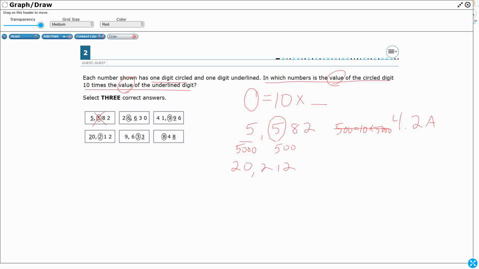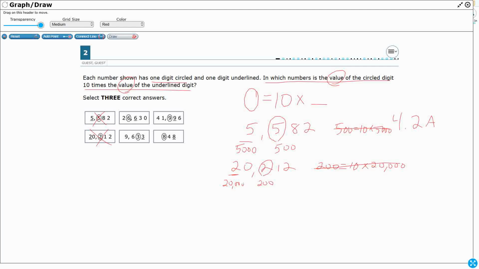20,212, underline, circle. Okay, so I need to say that this is worth 200, and this is worth 20,000. So let's put this in our equation up here, and we'll say 200 equals 10 times 20,000, because 20,000 is the value of what's circled. Obviously, that makes no sense, so it's not these two. So 3 out of the next 4 are going to work.